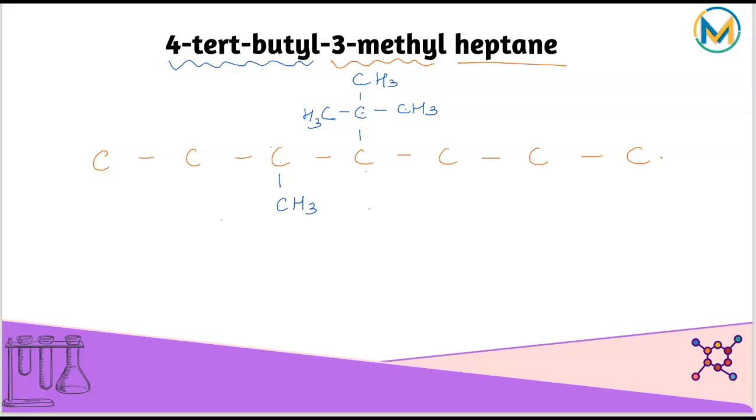Now let's put the H's. This is going to be H3, this is going to be H2, H2. Here 3 bonds are satisfied, so 1 with H. Here 3 are satisfied, so 1 with H. This is also H2, and this is going to be H3. Here all 4 bonds are satisfied, so that's the structure: 4-tertiary butyl-3-methylheptane. Let's see the next one.